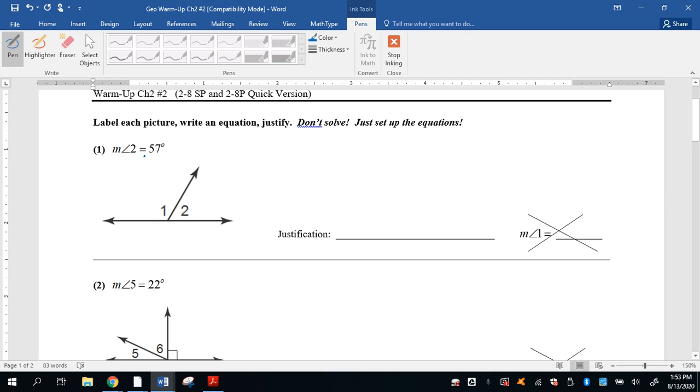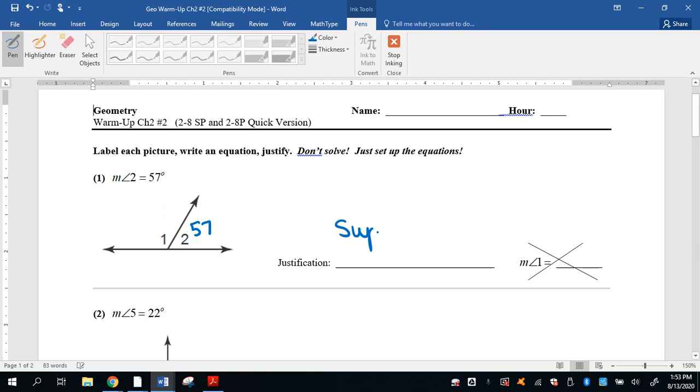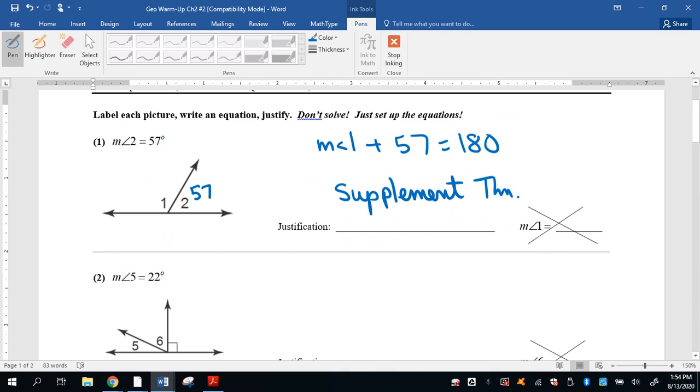So first of all, measure of angle 2 is 57, and we know that those are a linear pair, but by the supplement theorem, their measures add to 180 degrees. So measure of angle 1 plus 57 degrees equals 180. We're not going to solve, we just want to set this up. So again, the angle 1 and 2 form a linear pair, but by the supplement theorem, they add to 180.